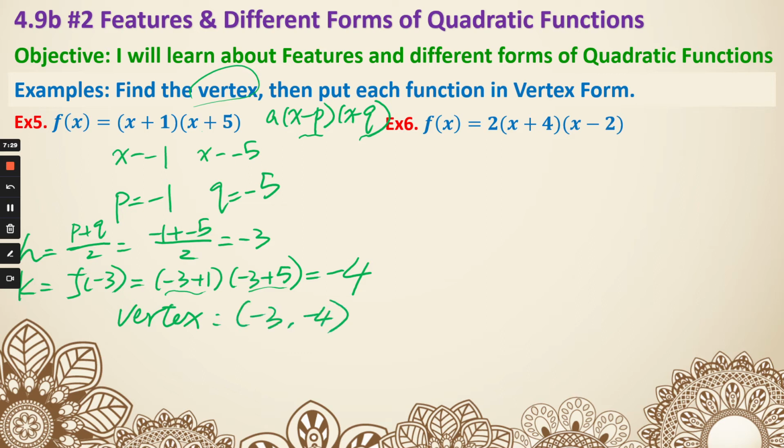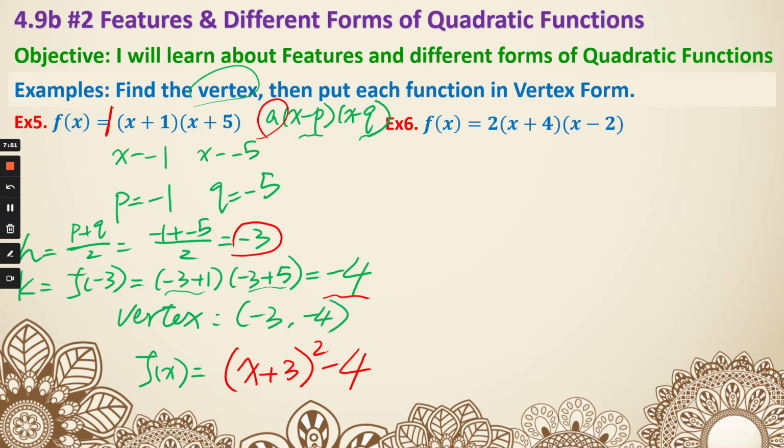As for the vertex form, it's going to be f of x equals, don't forget we do have 1, which is our a, that's how it's going to be in the front. If it's 1, we don't write it. So now my h is -3, so it's x minus h, so it's got to be x plus 3 squared. And at the end, plus k, my k is -4. That is my vertex form. That's example 5. Now let's do more practice.